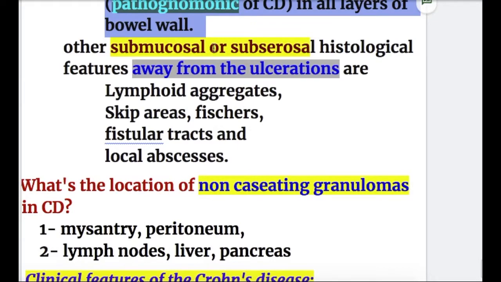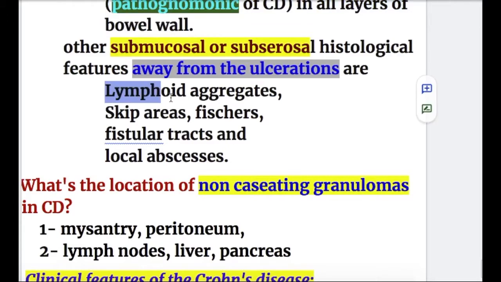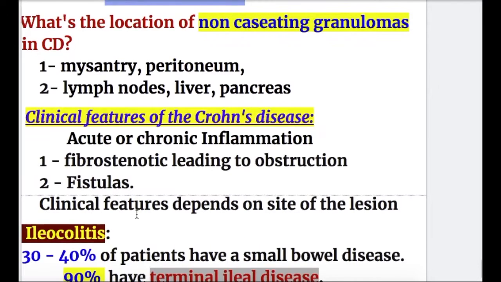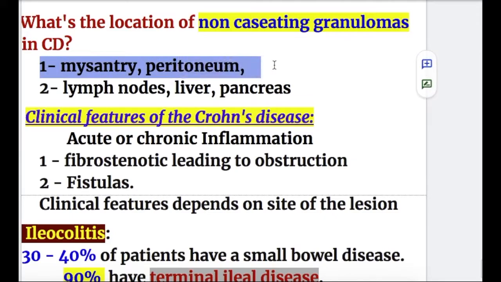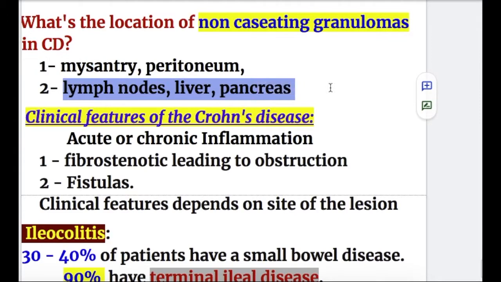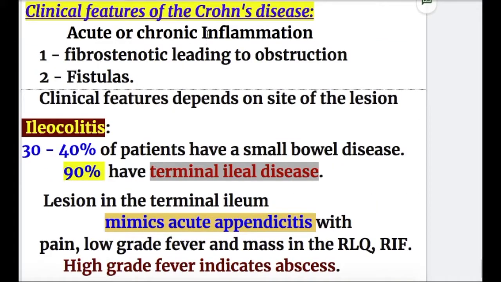Other submucosal or subserosal histological features which are away from the ulcerations are lymphoid aggregates, fissures, fistula tracts, and local abscesses. And what are the other locations of non-caseating granulomas? In the intestine, they are in the mesentery and peritoneum, and other than the intestine, they are in the lymph nodes, liver, and pancreas. Clinical features of Crohn's disease.